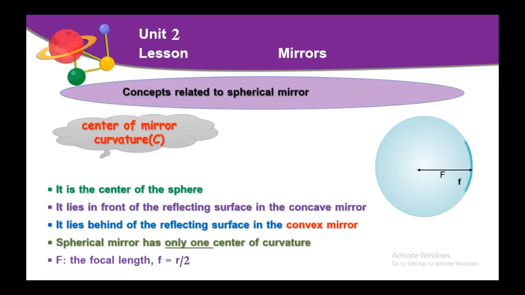Pay attention. This point is called the center. It is the center of a sphere of which the reflecting surface is a part. From the center to the reflecting surface is called the radius. There is a point of collection of reflected light rays that is called the focus. The distance between the focus and the reflecting surface is called the focal length.